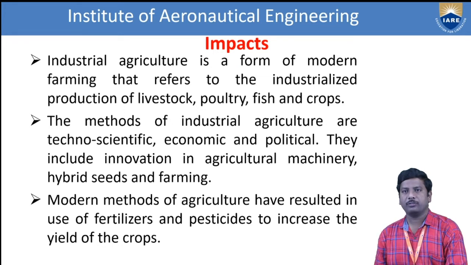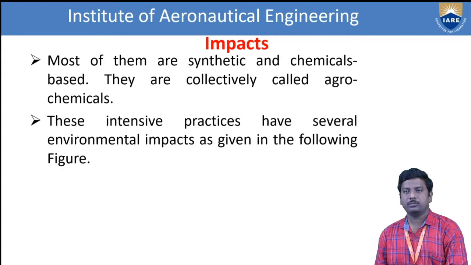Industrial agriculture is a form of modern farming that refers to the industrialized production of livestock, poultry, fish, and crops. The methods of industrial agriculture are techno-scientific, economic, and political. They include innovation in agriculture machinery, hybrid seeds, and farming. Modern methods of agriculture have resulted in the use of fertilizers and pesticides to increase crop yield. Most of them are synthetic and chemical based. They are collectively called agrochemicals. The intensive practices have several environmental impacts as given in the following figure.